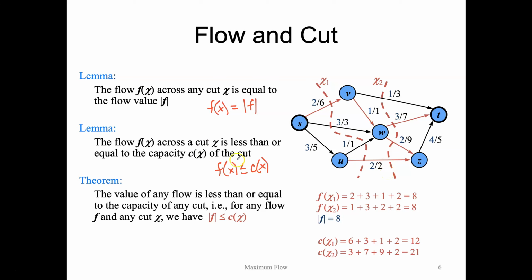But then, since this holds for any cut, we can combine these two lemmas because we know that the flow of any cut is equal to the flow value. So the flow value can't exceed the capacity of any one cut, including that cut that has minimum capacity. Okay, we'll see in fact that the flow value of our network is equal to the minimum capacity in the next video.